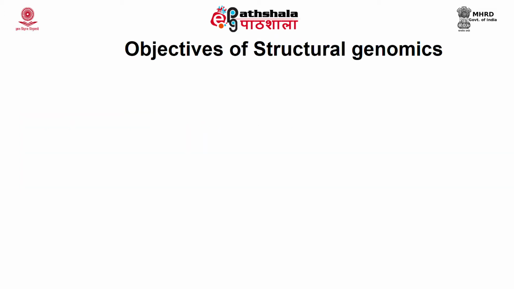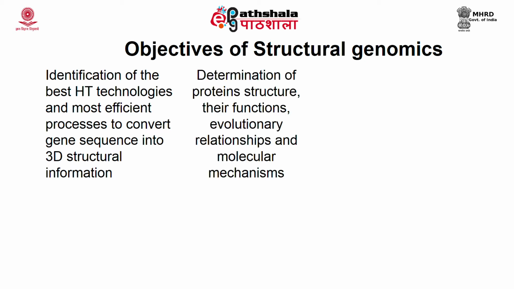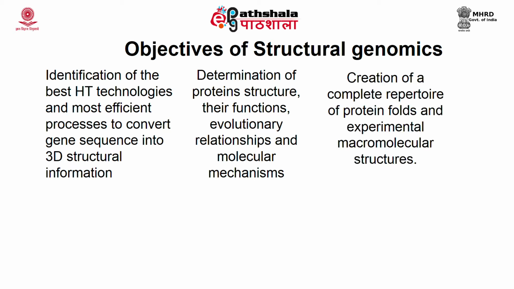Five basic goals or objectives of structural genomics have been defined. These are laid out here. First is identification of the best high throughput technologies and the most efficient processes to convert gene sequence into three-dimensional structure information. The second important goal is the determination of protein structure, their functions, evolutionary relationships and also the molecular mechanism. The third goal includes the creation of a complete repertoire of protein folds and experimental macromolecular structures.